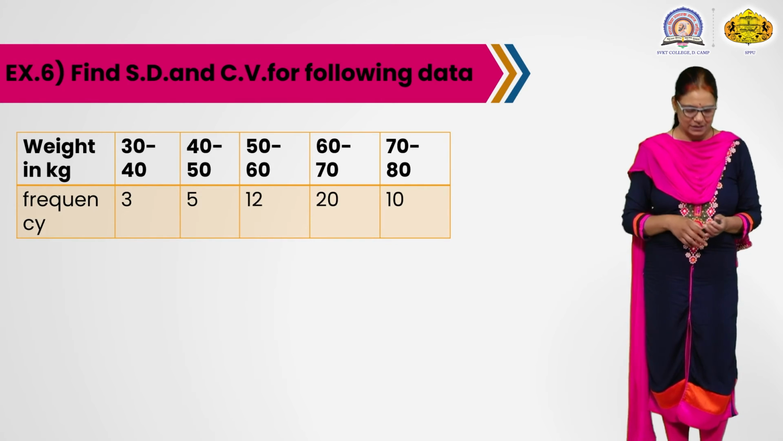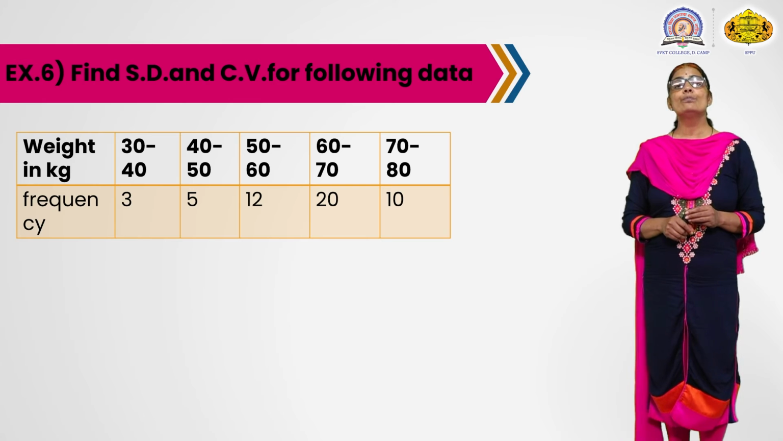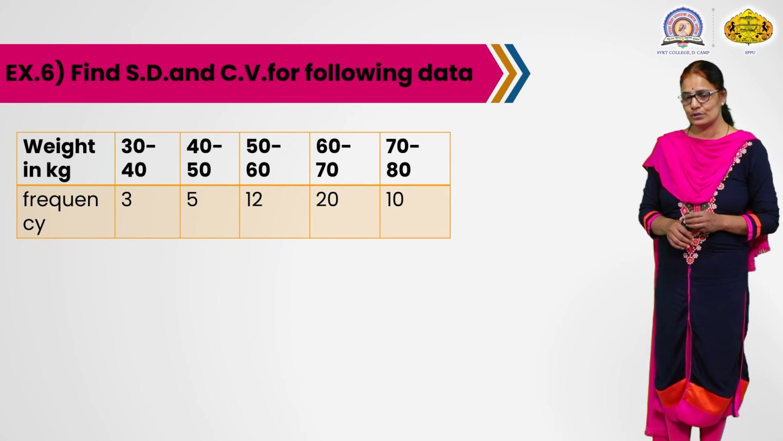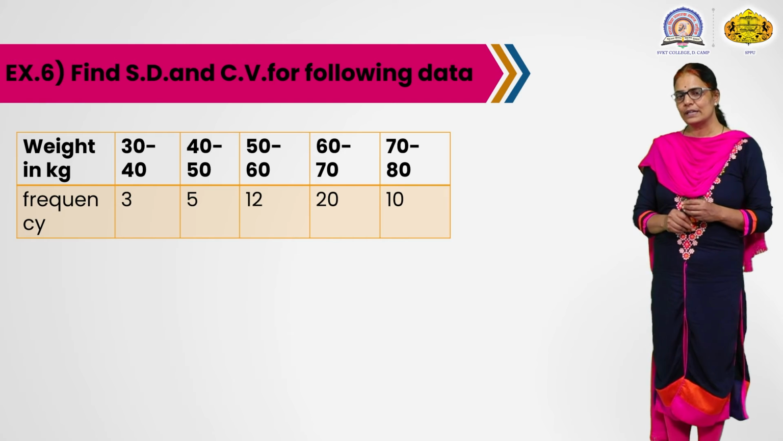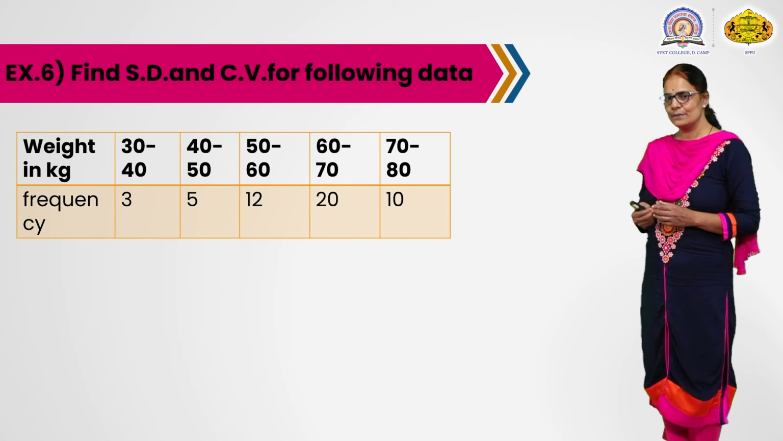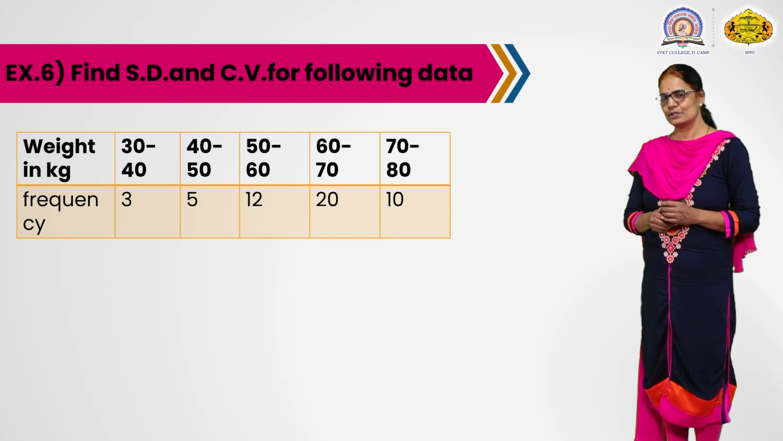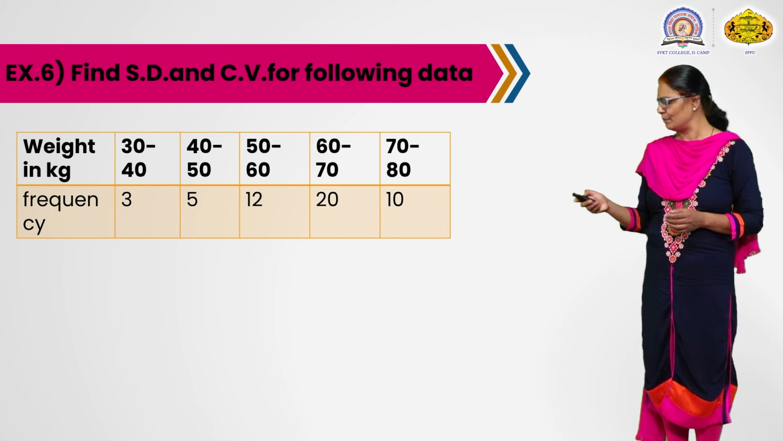So now we will consider another example for different data. So what is the change here? We are given a grouped frequency distribution. So for a grouped frequency distribution, what is the change? We should take the mid values.